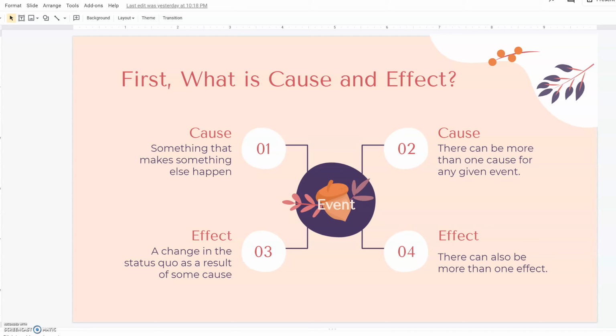There can also be more than one cause for any given event, and there can also be more than one effect, okay? The cause of the ice melting is that the sun is really hot, so the effect is that my ice melts, but the other effect might also be that my water gets warm, right? So there's two effects for this event.